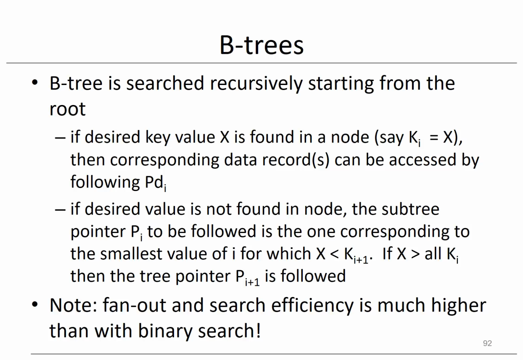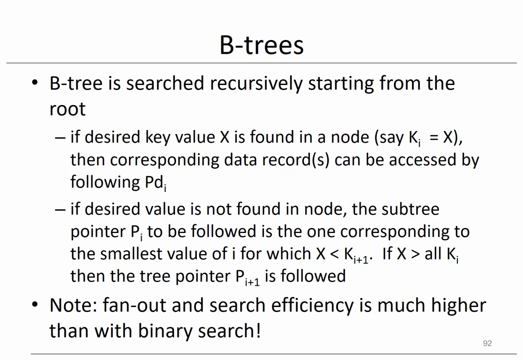A B tree is searched recursively starting from the root. If the desired key value x is found in a node, say ki equals x, then the corresponding data record or data records can be accessed in the data file by following the data pointer PDI. If the desired value is not found in the node, a tree pointer is followed to the subtree that contains the appropriate range of key values.